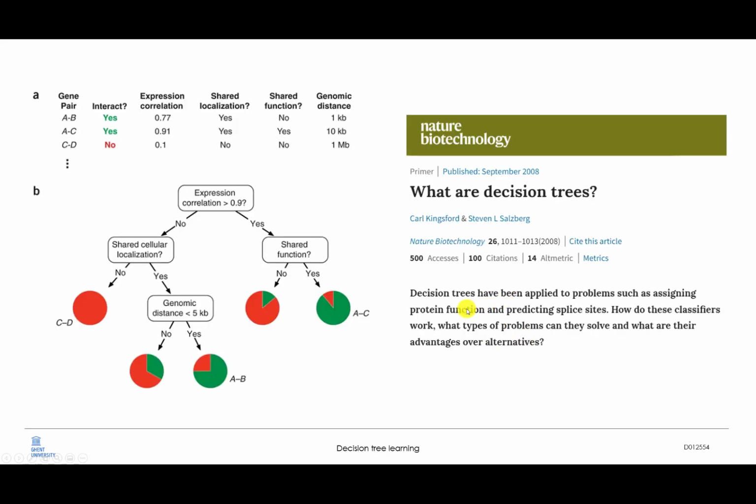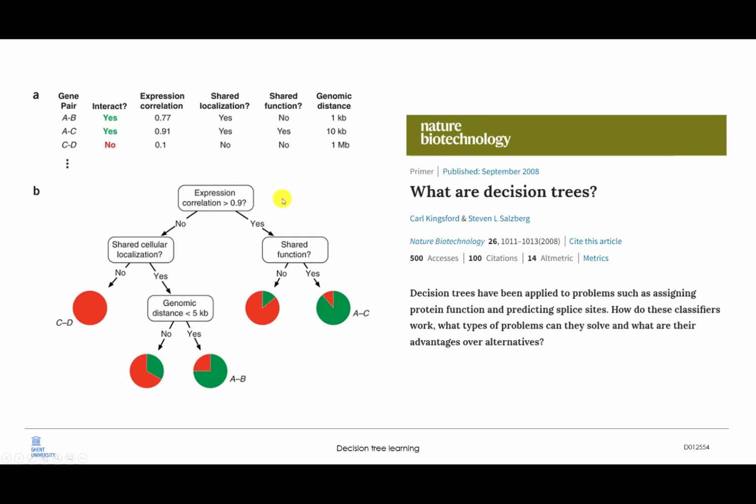So just to show you that these decision trees are still relevant, this is a publication in Nature Biotechnology. This is one of the main journals that we have here in biotechnology. And the actual title is "What are decision trees?" So this is really an article on where these are used and what they actually are. So it's an article for a biologist in this case.